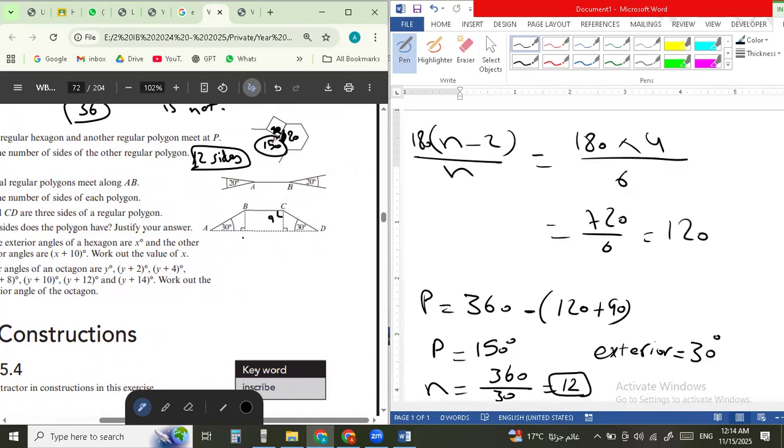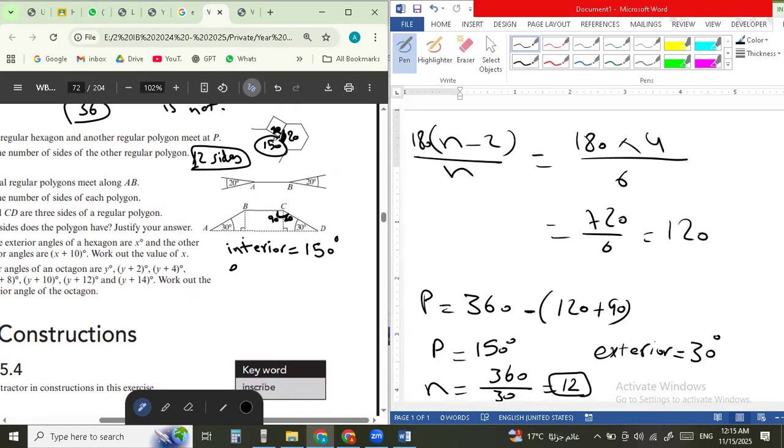We know that this is 90 degrees. What is this? 90 and 30, 120. 120 subtracted from 180 for this triangle, so it is going to be 60 degrees exactly. So this is 60. 60 and 90 will make the interior of this shape. So interior equals 90 and 60, 150 degrees.